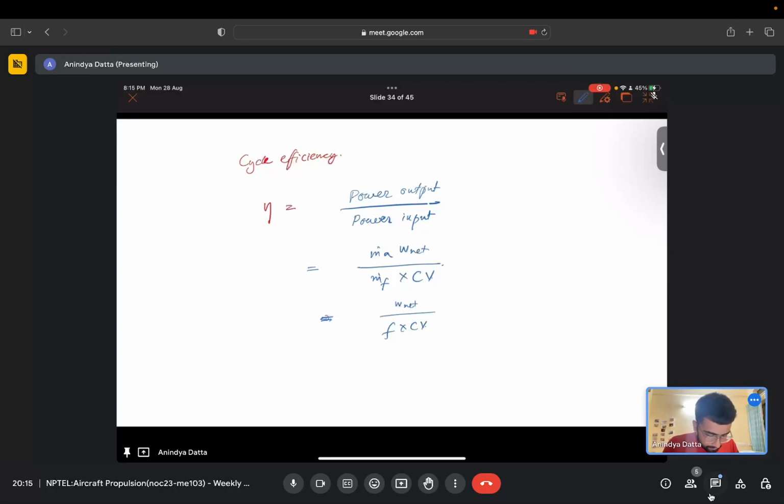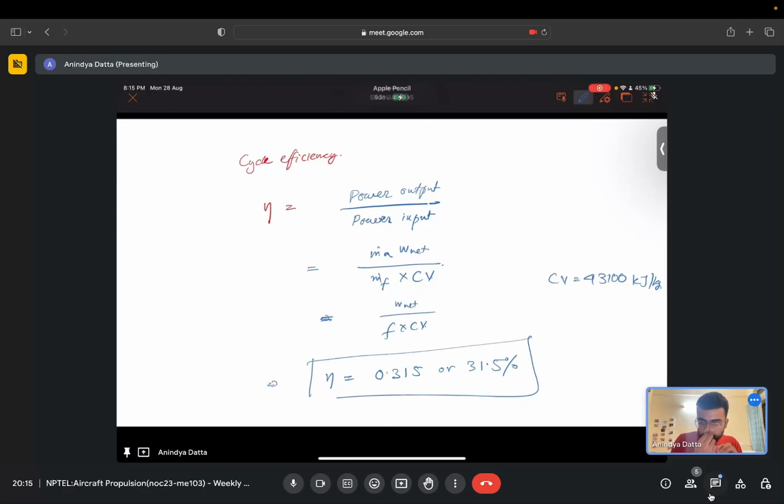Now if you put in the values, this CV is again given in the problem as 4100 kilojoule per kg. So if you put in the values, you will find the cycle efficiency comes out as 0.315, or 31.5%. So this ends the problem. This was quite a long problem, and what we did was a real cycle analysis, and it has many small important concepts involved.